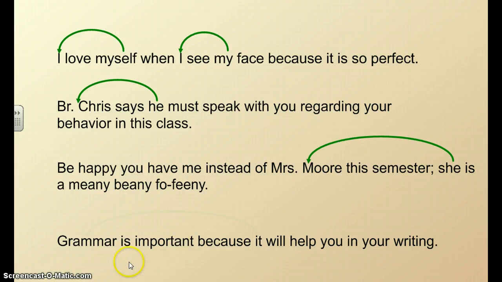And finally, grammar is important because it will help you in your writing. You and your, again, personal pronouns. However, it is the only pronoun that has an antecedent, in this case, grammar.